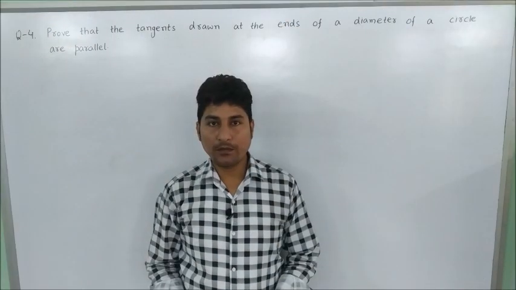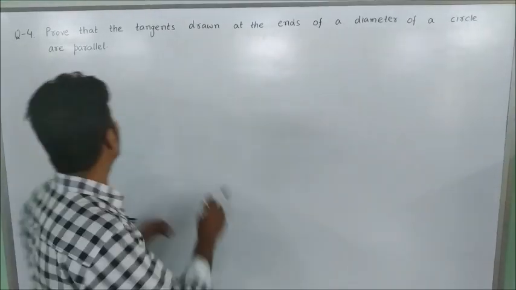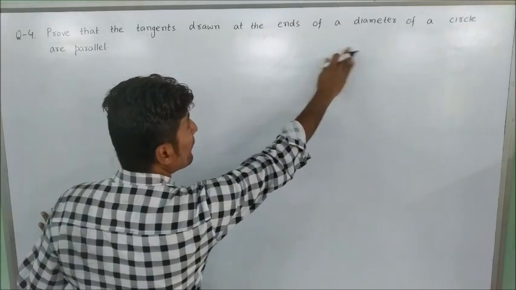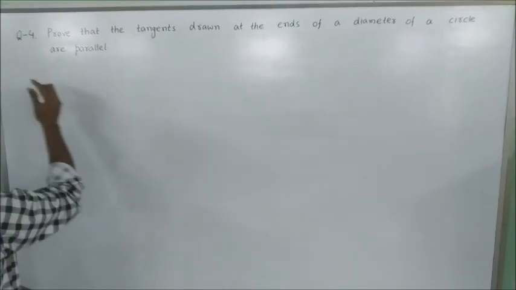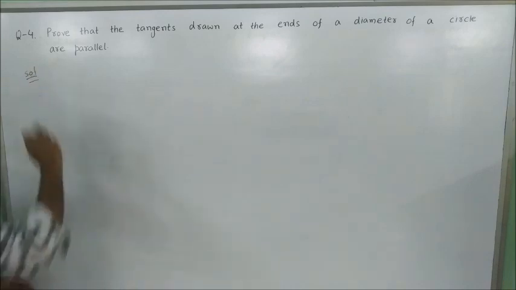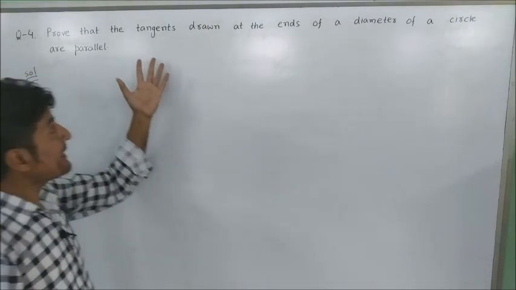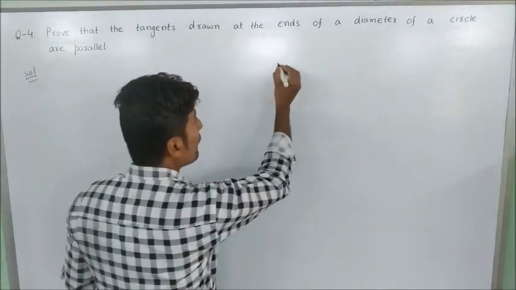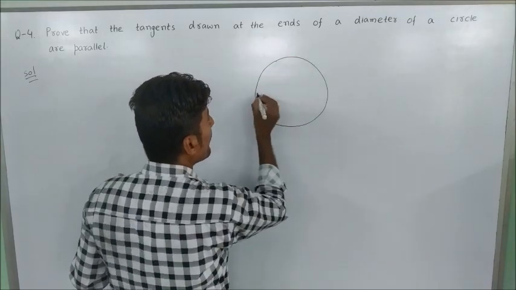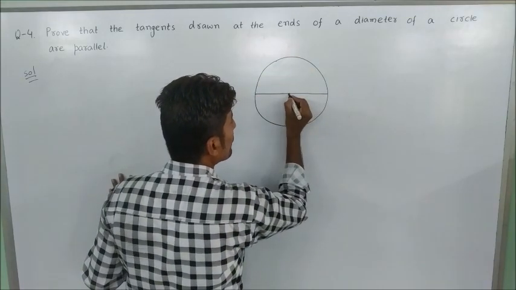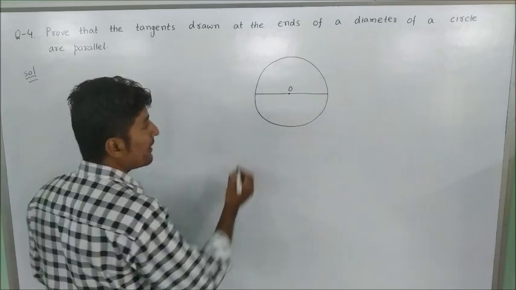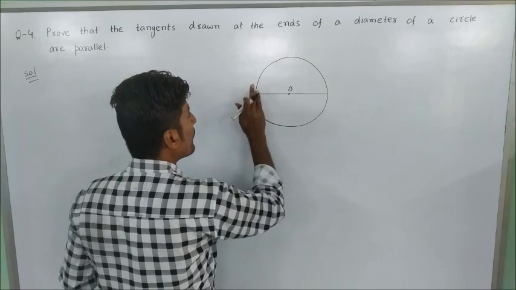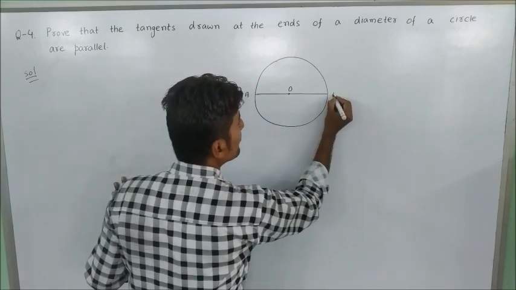Now let us consider question number 4 of the same exercise. Prove that the tangents drawn at the ends of a diameter of a circle are parallel. So let us see the solution of this question. First of all, we have to draw a circle and a diameter also. Suppose O is the center of this circle and the diameter is AB.